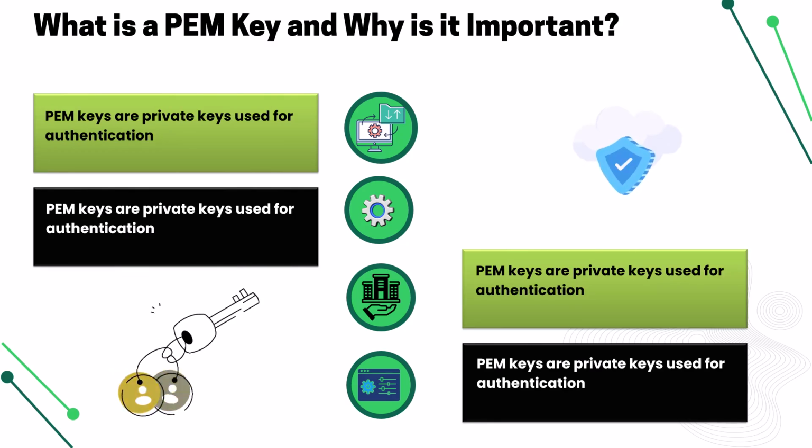PEM keys, what are they and why should you care? Well, imagine your AWS access as a secret handshake. Without the right key, no handshake happens. These keys enable secure communication, just like whispering secrets instead of yelling them. They're stored in PEM format. Think of it like a key with a special shape. And lastly, they grant secure SSH and API access, basically VIP access without the bouncer.